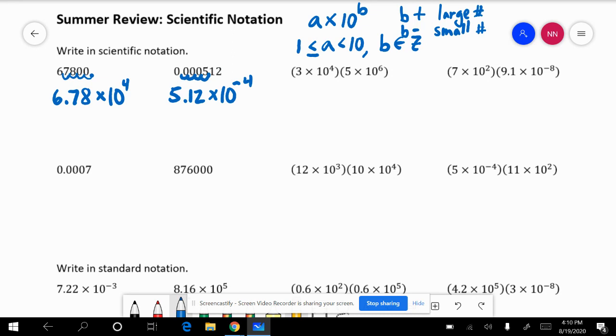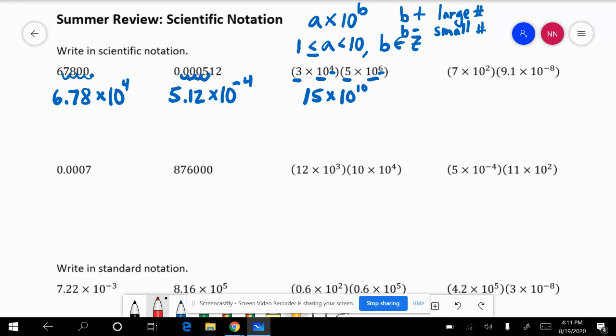If we're looking at the next one, the first thing that we need to do is multiply it. How this multiplies is we take the 3 and the 5 and we multiply them to get 15. Then we're going to take the tens. Whenever we multiply, we add the exponents. So that's times 10 to the 10, because 4 plus 6 is 10.